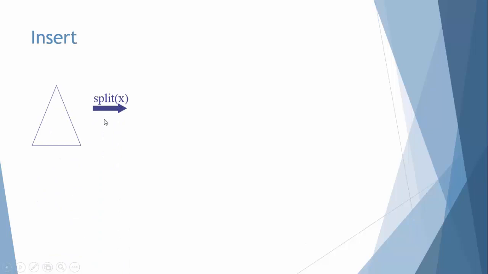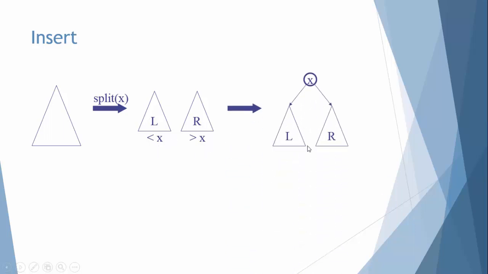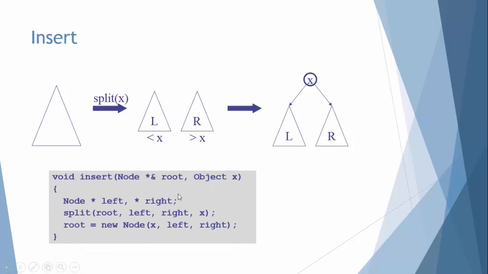The insertion operation of splay tree happens by splitting X. The tree is split into two parts, left and right, and X is the parent of these two parts, and this is the insertion algorithm.